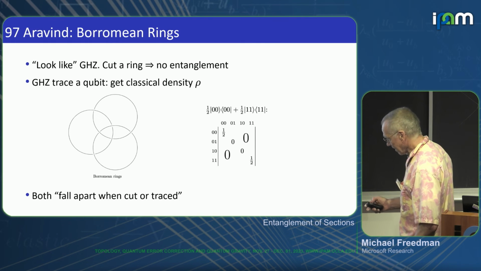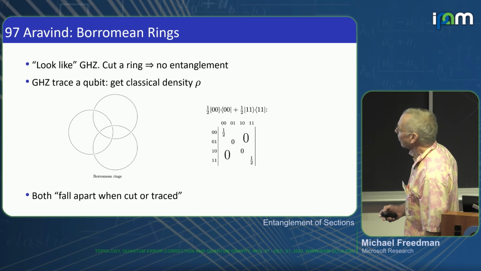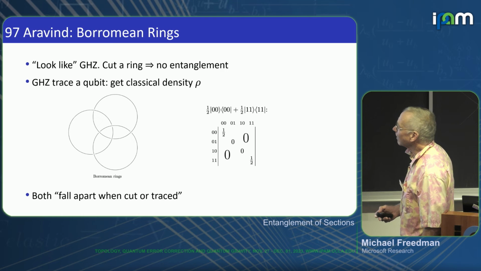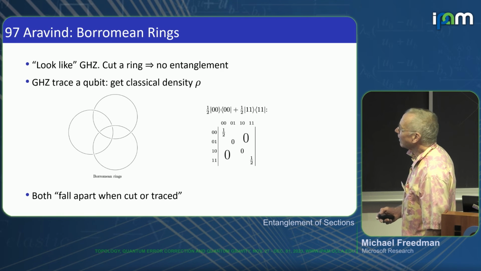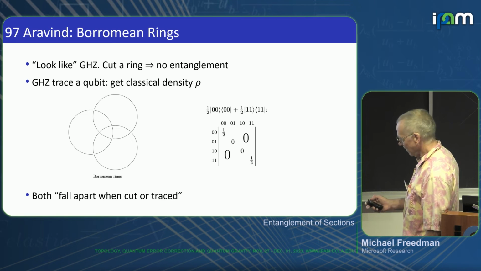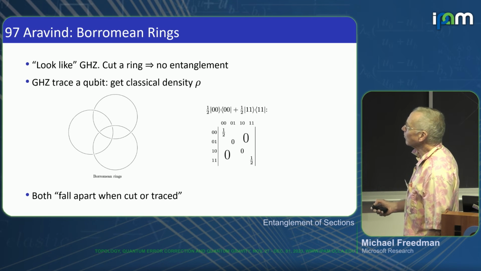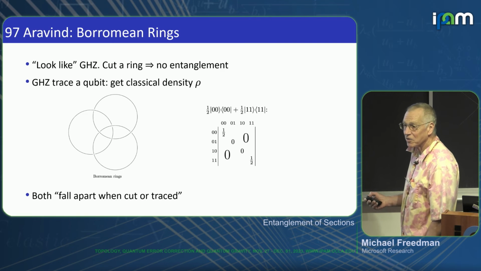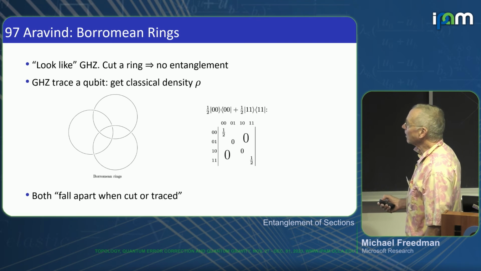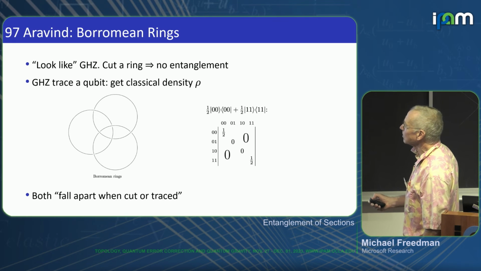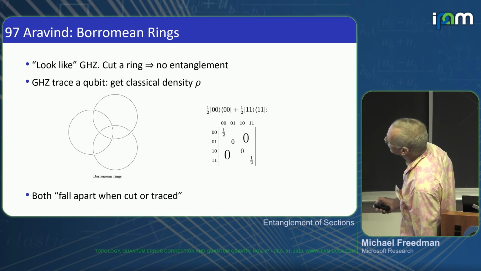When I first heard a little bit about quantum information, when I went to Microsoft in '97, one of the things that was sort of in the air was a paper by Aravind making a provocative comment that GHZ looked a bit like the Borromean rings. This is in a paper he wrote then. And the idea is that, well, this is the Borromean rings. It's three circles in three-space.